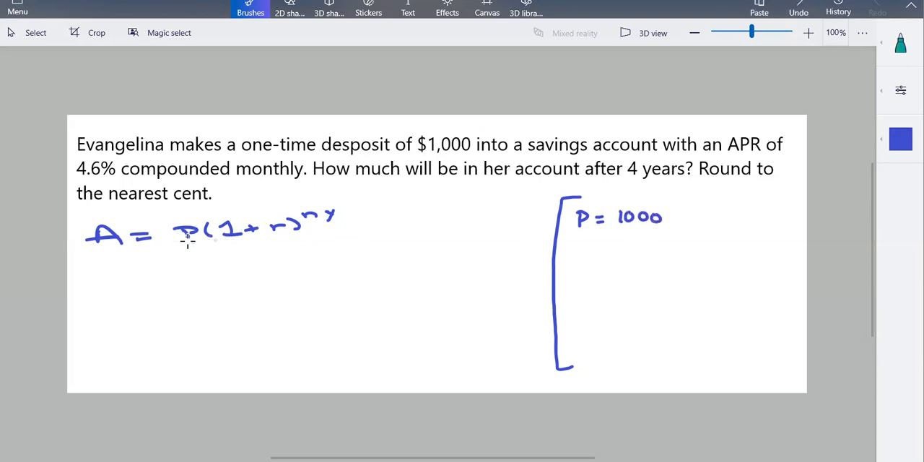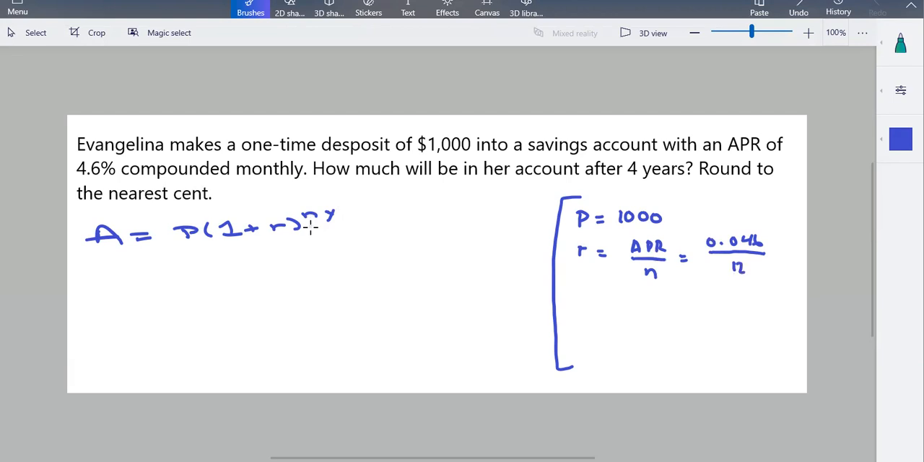Let's see, in the formula, the next part is a 1. That's always a 1. R stands for the periodic interest rate, which is the same as the APR divided by the frequency of the compounding. And in our case, the APR looks like 4.6%, which in its decimal form is 0.046. And how often we compound per year? It looks like we compound monthly, and there are 12 months in a year.